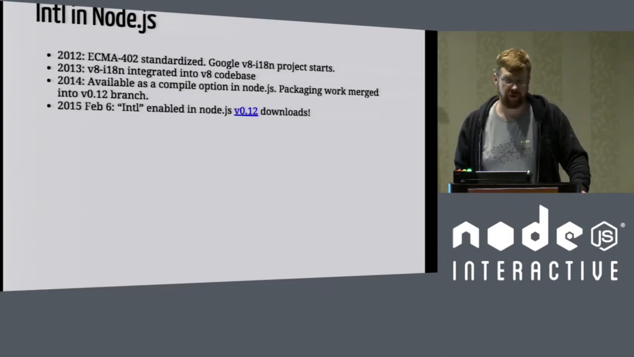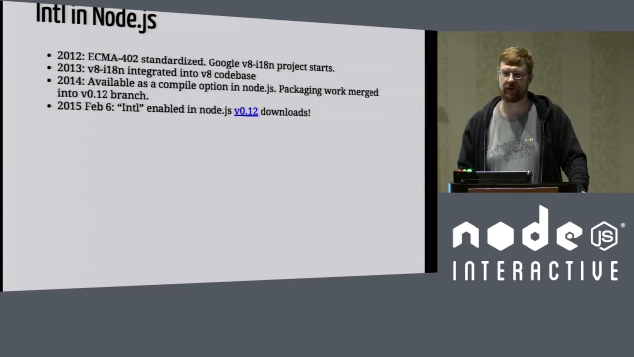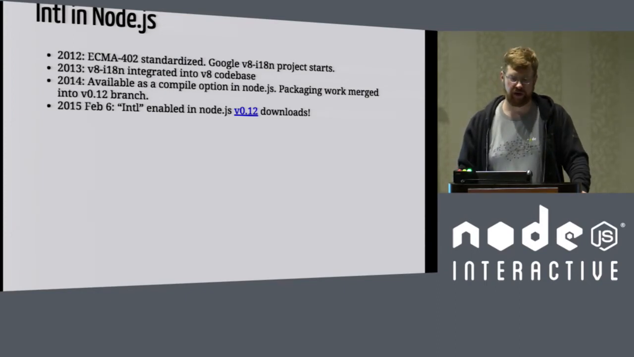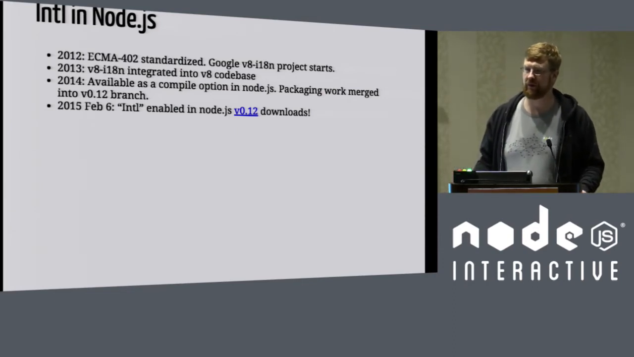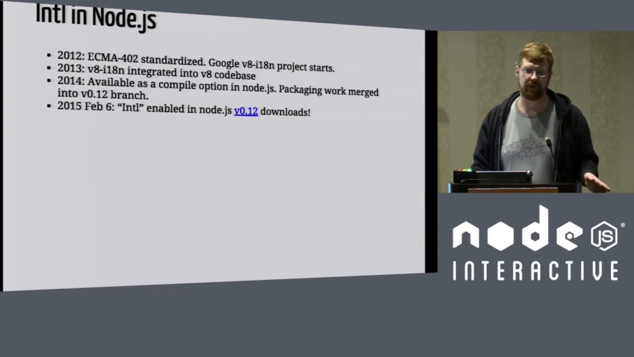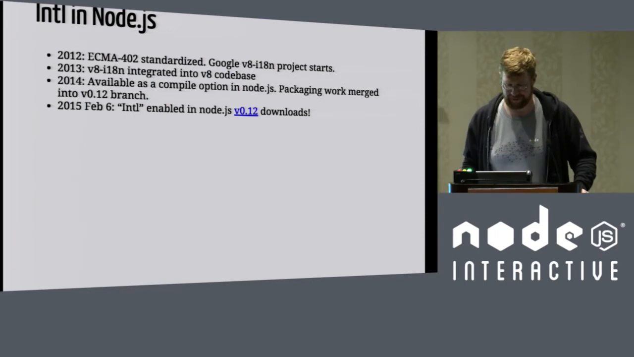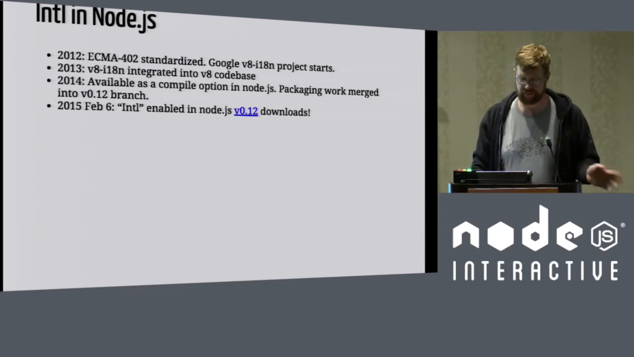2015, February 6th, everyone's excited about 0.12 getting out the door, right? And the internationalization support was enabled by default in the 0.12 downloads. Now, for space reasons, this only included English by default as far as content. That's to avoid some sticker shock when you go to download and Node is twice as big as it used to be. But the point is that the API is there. Download it, use it. You can use these functions I mentioned.